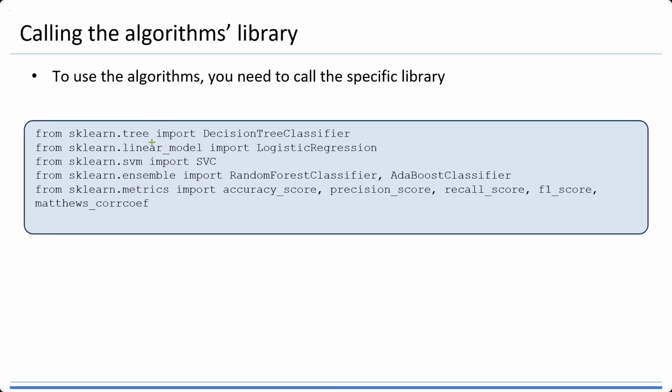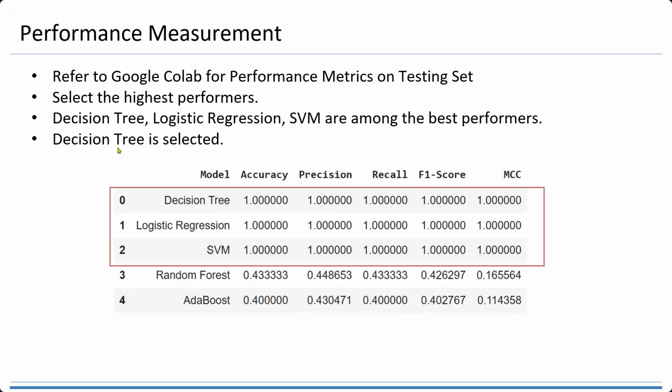First, you need to define the models that you want to use. Let me just use the decision tree classifier, logistic regression, SVC, random forest, and AdaBoost, and the metrics will be accuracy, precision, recall, F1, and MCC. Okay, you can take a look at the Google Colab. Now, I'm just showing you the performance measurement. So refer to the Google Colab for the performance metrics on the testing set and select the highest performers.